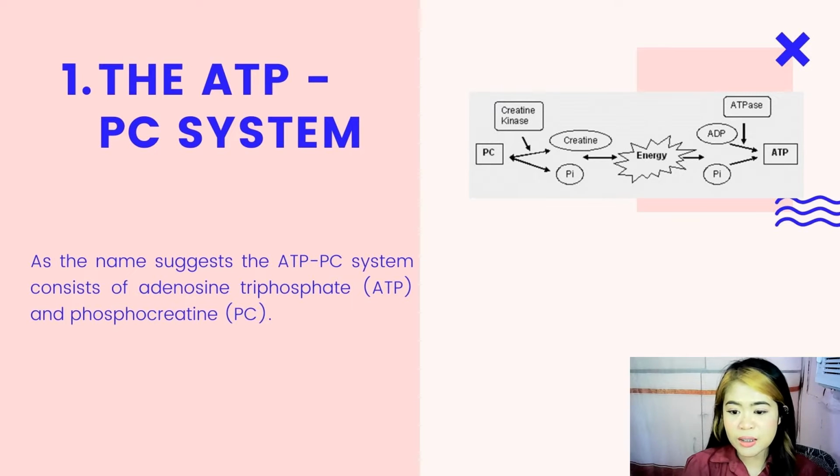So the first example of energy system is the ATP system. As the name suggests, it means adenosine triphosphate and phosphocreatine. If you remember biology class in high school, you recall that ATP, short for adenosine triphosphate, is a molecule that provides energy for all movement.